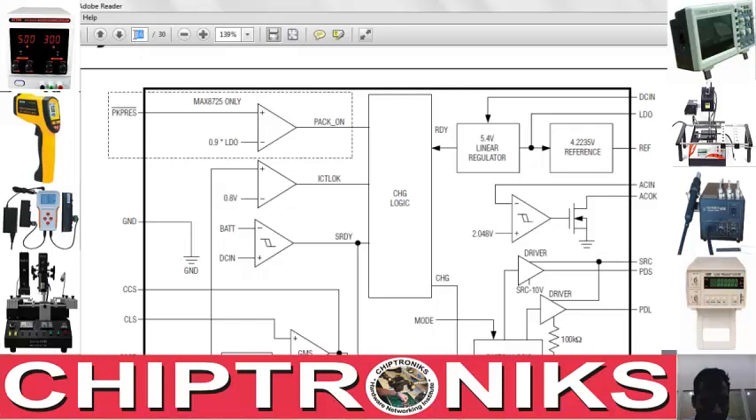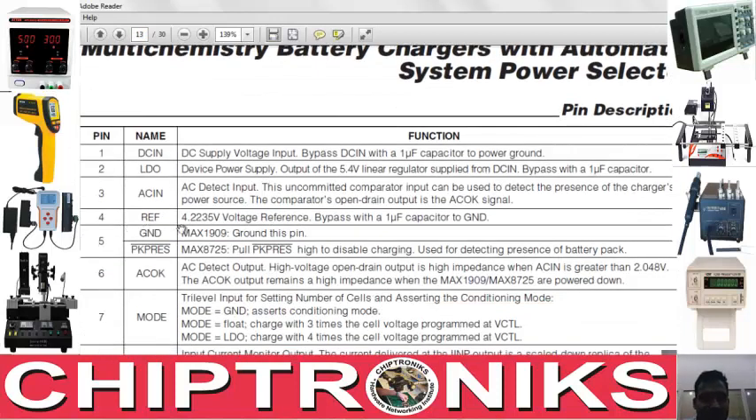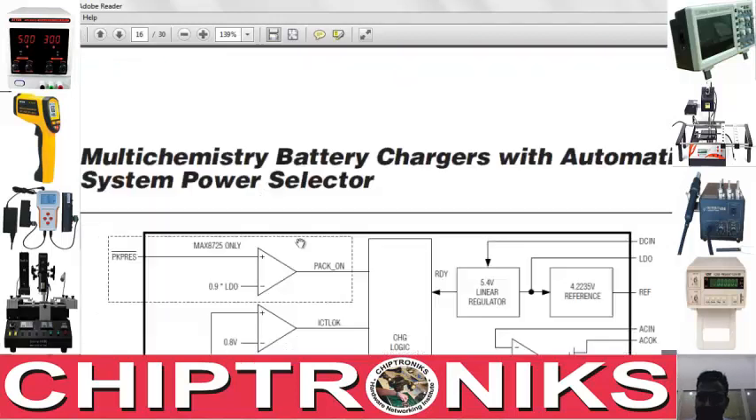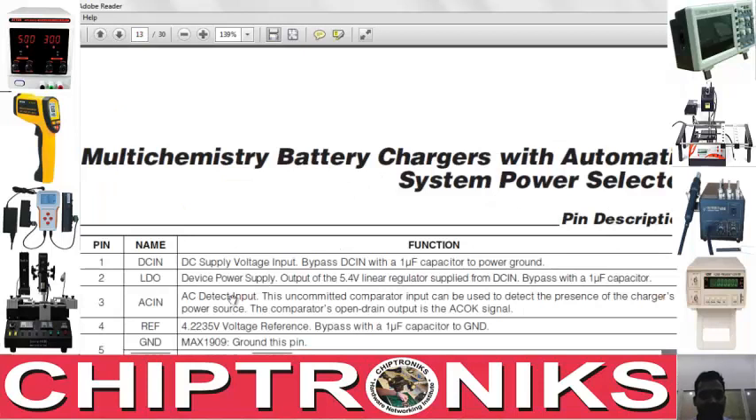Okay, let's go to page number 13. Reference. We'll again go over here. What is reference? Reference is basically the reference for the charger IC. We'll go over here, pin number 16, reference, 4.223 volt. This is generated by an internal linear regulator.